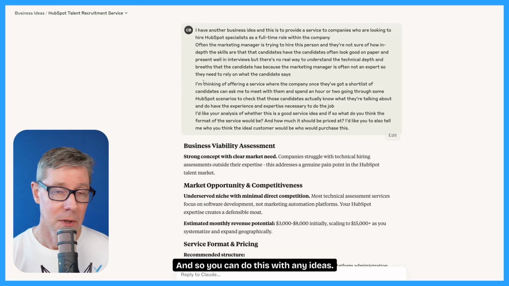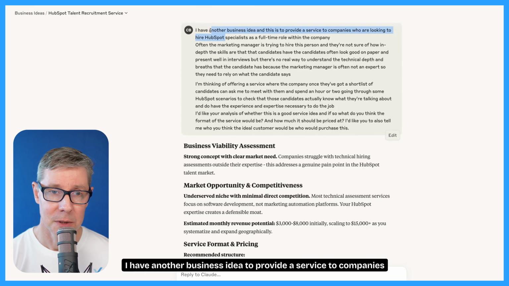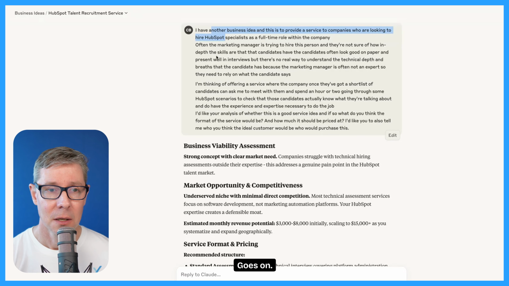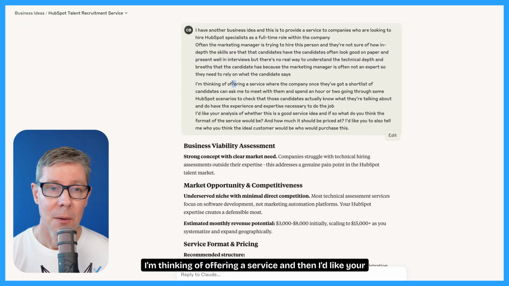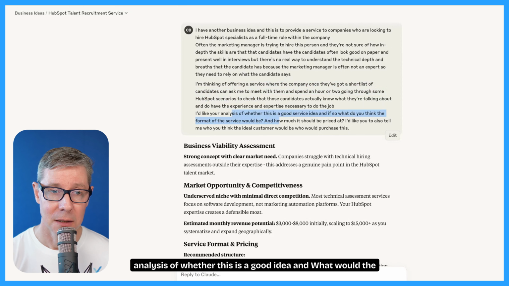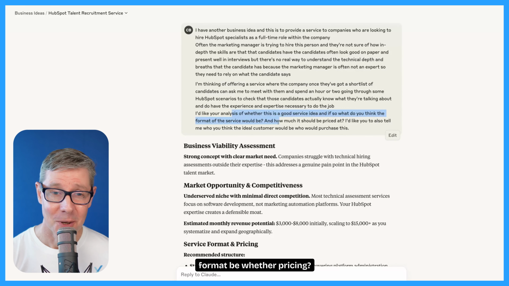And so you can do this with any idea. So I've prompted it: I have another business idea to provide a service to companies who are looking for HubSpot specialists. The problem is that often marketing managers can't tell if they're good or not, or they just look good. I'm thinking of offering a service, and then I'd like your analysis of whether this is a good idea. And what would the format be? What would the pricing be?